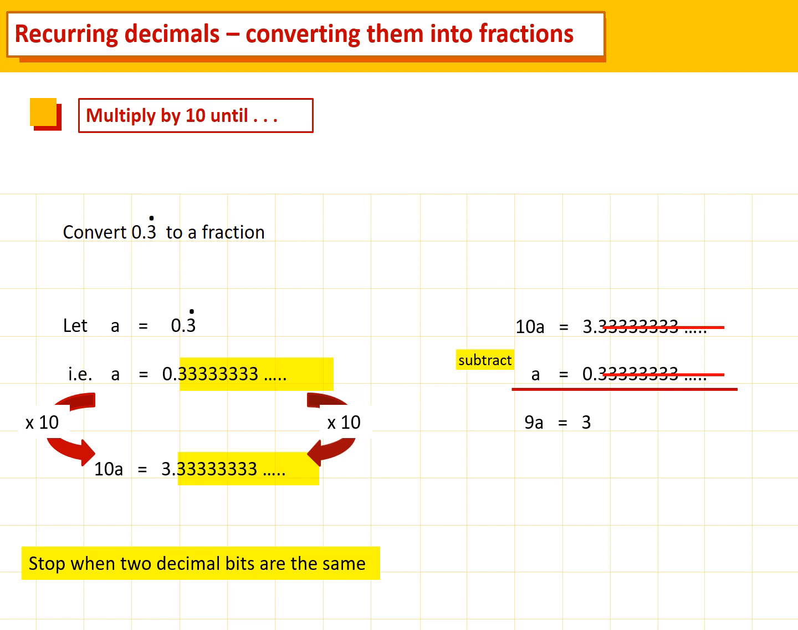Now, if I've got 9A, in order to find out what 1A is, I need to divide by 9, cancel down the fraction, and so 0.3 with a dot above it is 1/3. And you probably knew that, but here's showing you how to show that. Let's move on.